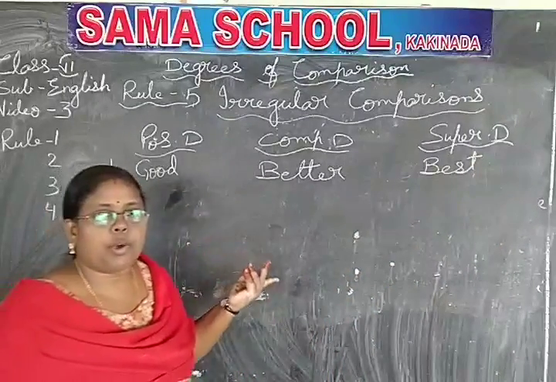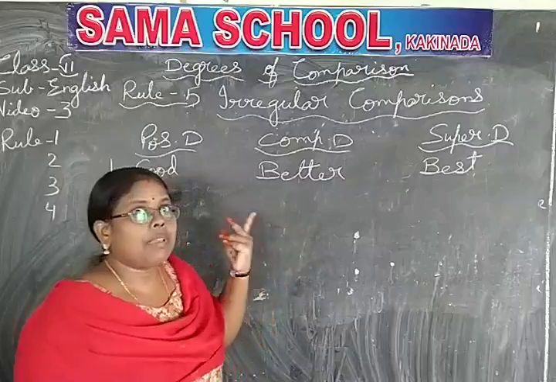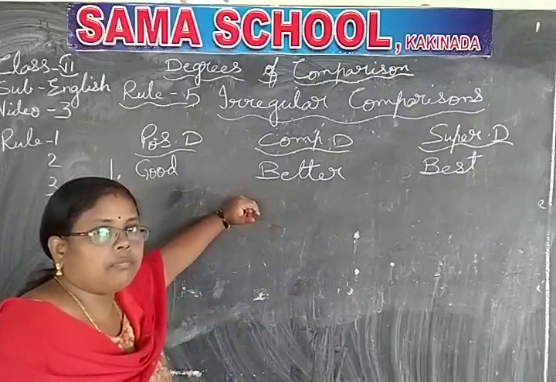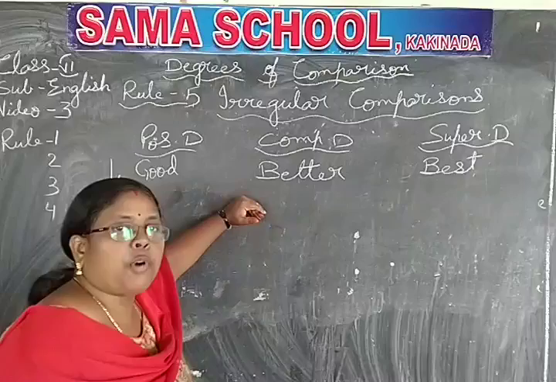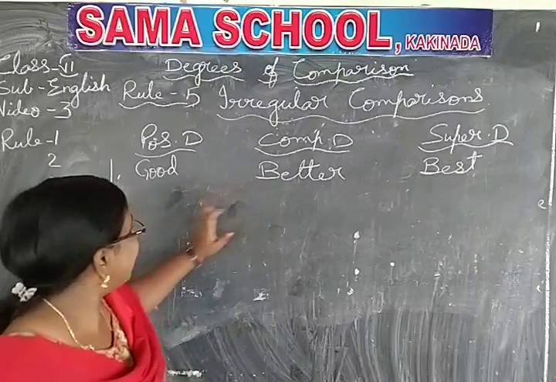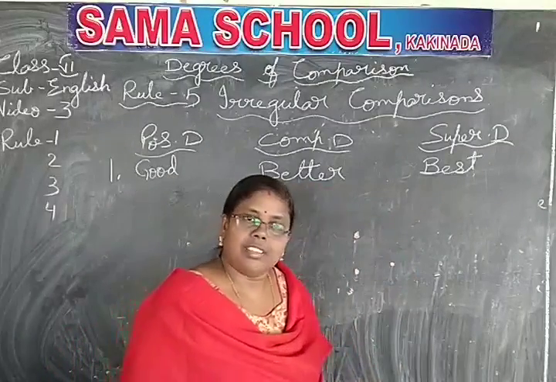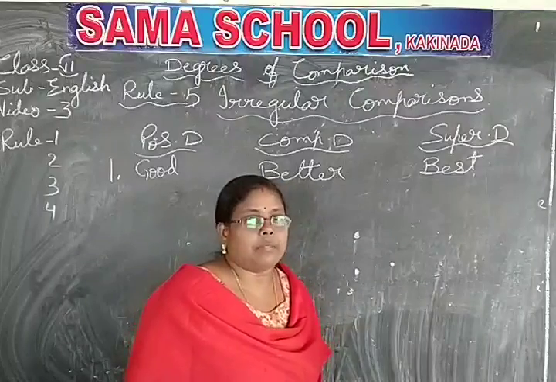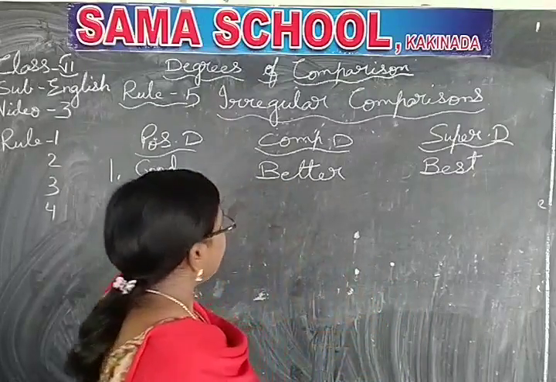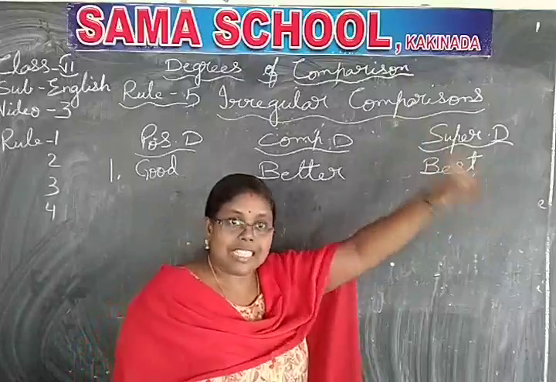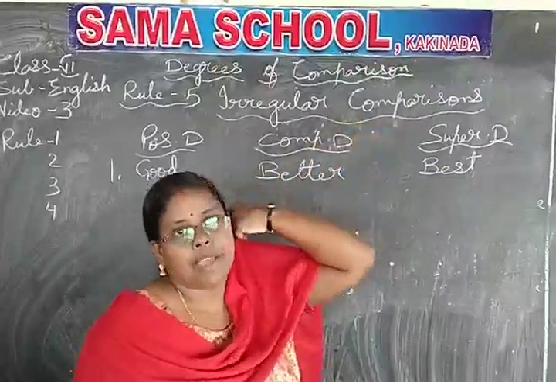Ram is a good boy. Ram is better than Sham. Ram is the best boy in the class. I can't say good, gooder, goodest. Isn't it? Tall, taller, tallest will be there, but good, gooder, goodest is not there. Good, better, best. These are called irregular comparisons.